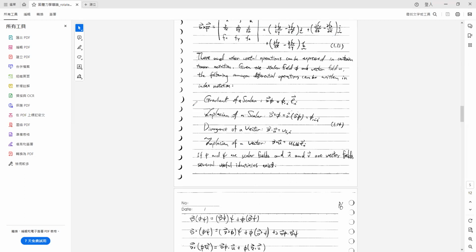So we just talked about the gradient of a scalar. It's the differential operator dot phi. If we describe it in tensor form, it is phi comma i times vector ei. And the Laplacian of a scalar is the divergence of the gradient of phi, which equals phi comma ii. The divergence of a vector is the differential operator dot vector u, which equals ui comma i. The Laplacian of the vector equals ui comma kk vector ei.